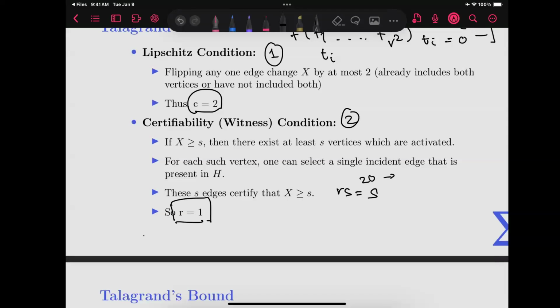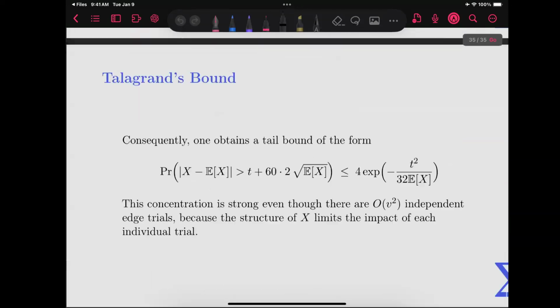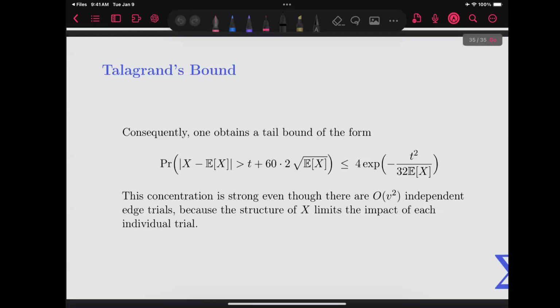Now we have our C and our R, we will just plug in our bounds: the probability that X minus the expected value of X, this is how much it changes, will be smaller than the exponent of t squared divided by 32. This is 8 multiplied with C R squared. Our C is 2, our R is 1. I think it's always like C squared R, so that's why we have 32 here. And then we just plug it in.